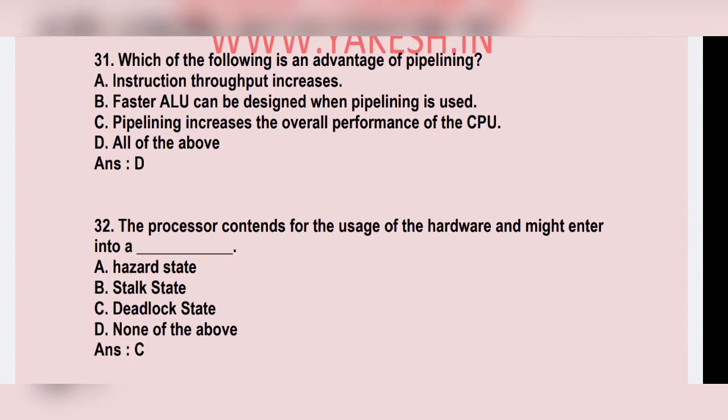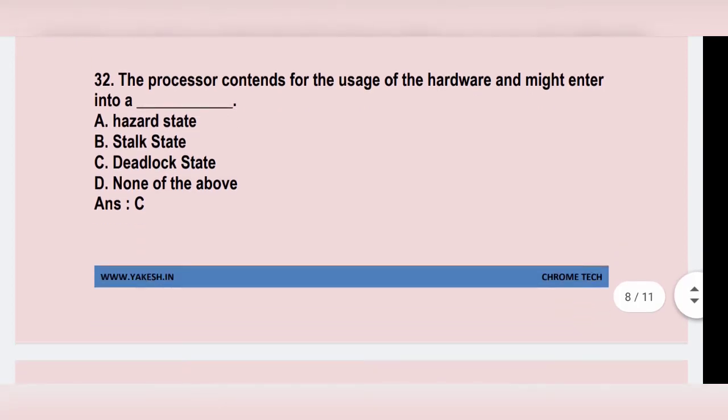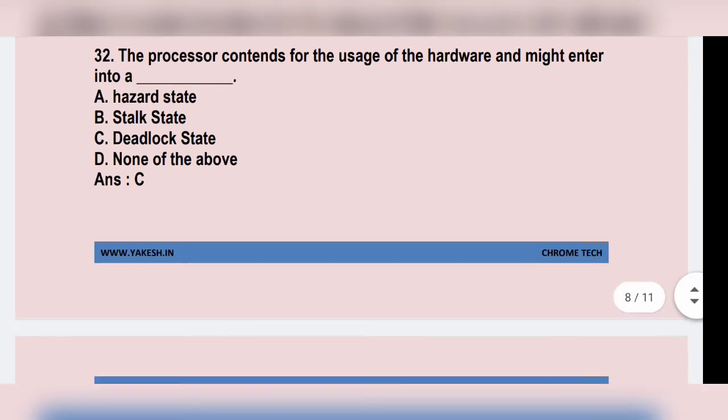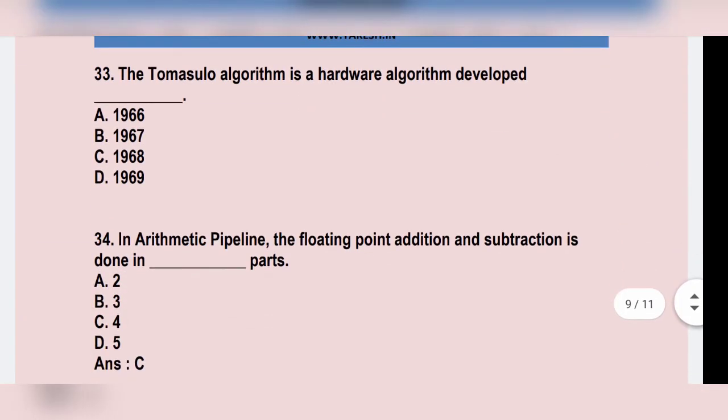Which of the following is an advantage of pipelining? Option D, all of the above. Instruction throughput increases. Faster ALU can be designed when pipelining is used. Pipelining increases the overall performance of the CPU. The processor contends for the usage of the hardware and might enter into option C.